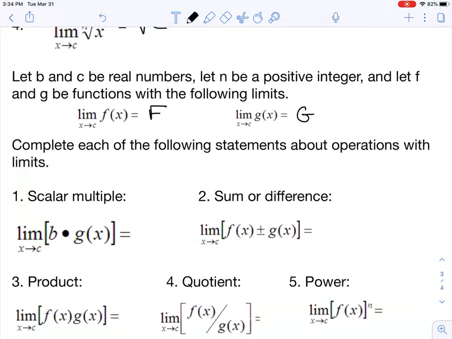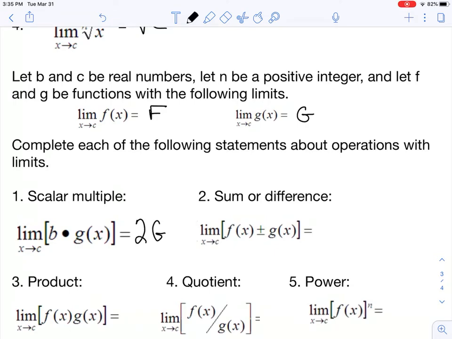Okay, the first one's a scalar multiple. Well, if I multiplied a number times the function, 2 times g of x, guess what's going to happen to my limit? You're probably right. It's going to be doubled. So that's going to be 2 times whatever my number was before.